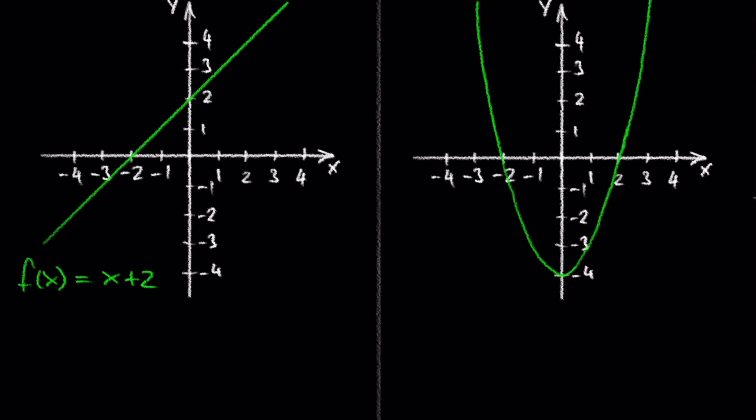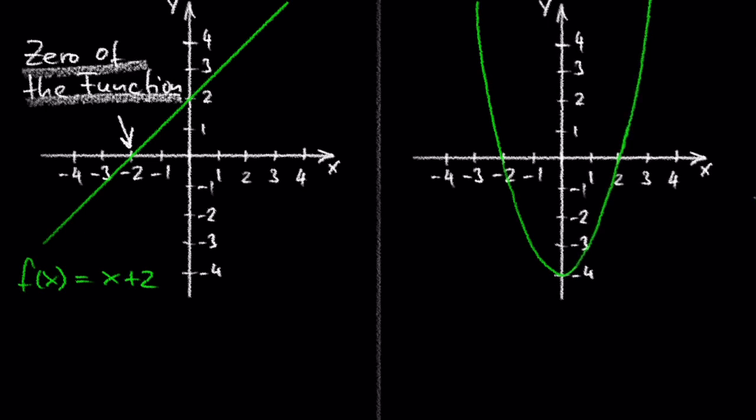We call the intersection with the x-axis the zero of the function. So the zero of this function is -2. But how can we calculate the zero of the function when we don't have the graph of the function? That's simple. We see that the y-coordinate of the function at the intersection with the x-axis is 0.